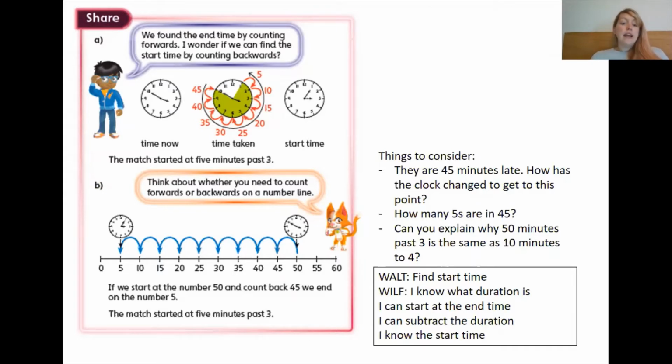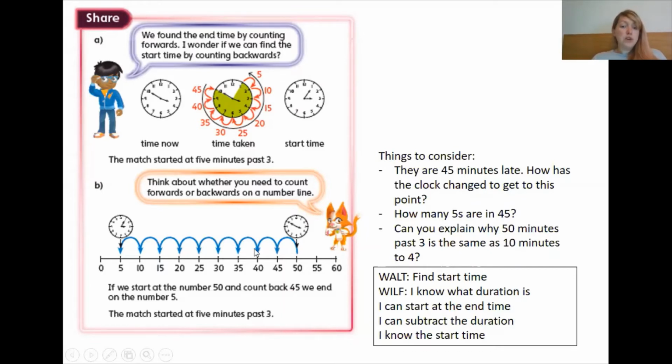Now, here, of course, if you use the clock method, if you went back your 45 minutes, you had to count backwards in 5s. That's where that fluency really comes in. 45, 40, 35, 30, 25, 20, 15, 10, 5. You would get to 5 past 3. Okay, so the start time was 5 minutes past 3.